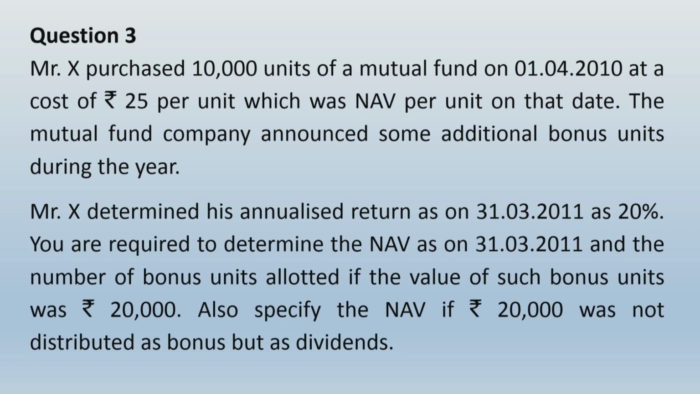And also one thing, how to determine NAV if that 20,000 as value of bonus was not obtained by the investor as bonus but was obtained as a cash dividend. How would it impact the NAV? Let us see how to present the solution.